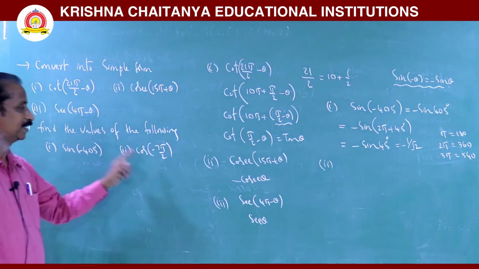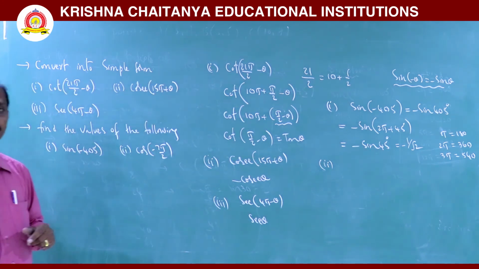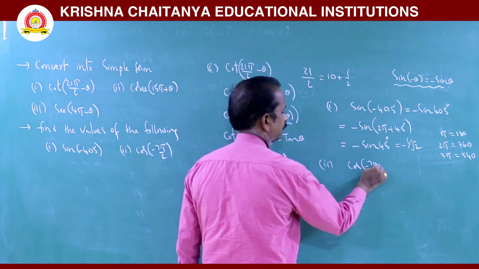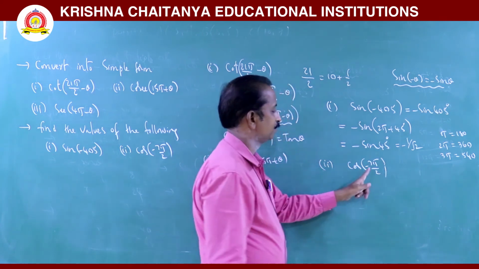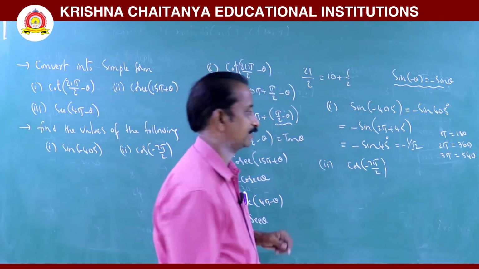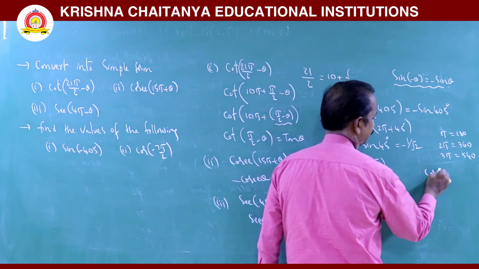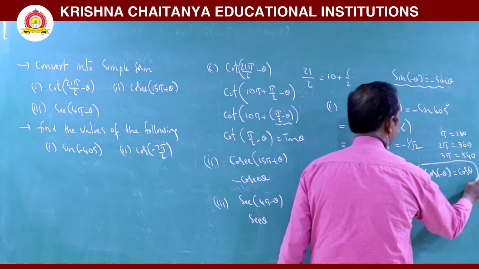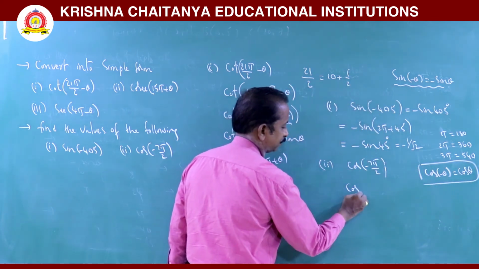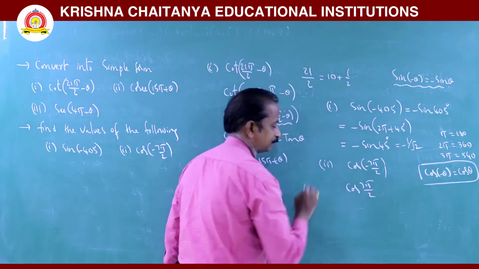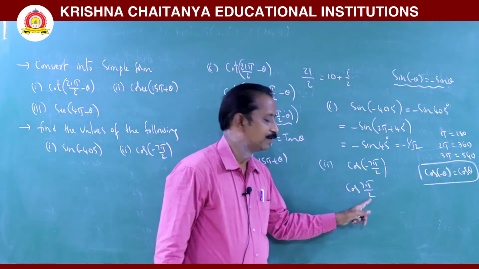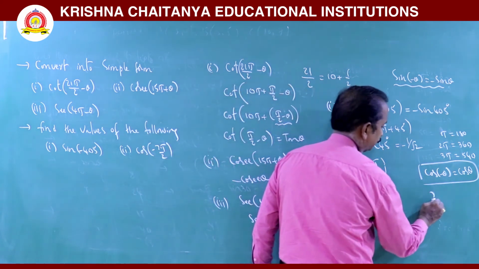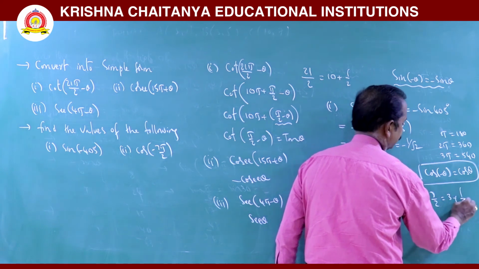Now come to the second one. Cos of minus 7 pi by 2. It is cos minus theta. What we know is that cos minus theta is nothing but cos theta. So using the basic we can write cos of 7 pi by 2. Here 7 by 2 is improper, so make it proper. 7 by 2 can be written as 3 plus 1 by 2.